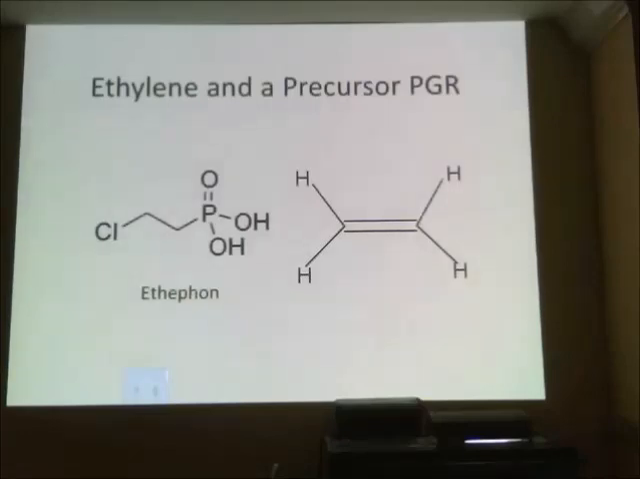The hydrolases that are present, which are initiated by the presence of ethylene, break down the chlorophyll, and then we can see the underlying color of the tomato. So that's the function of ethylene, short and sweet.